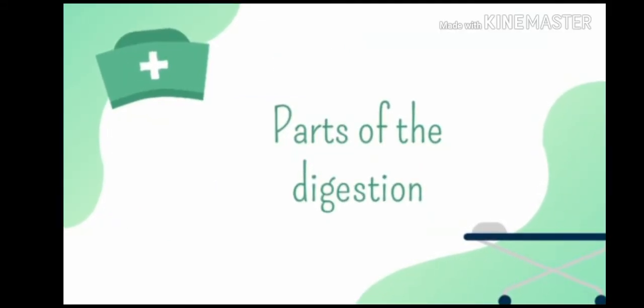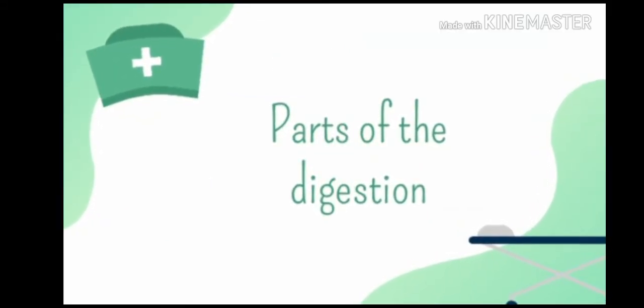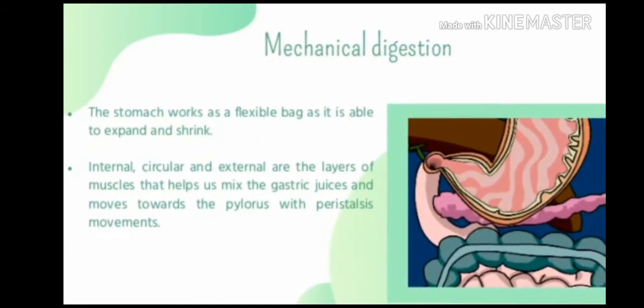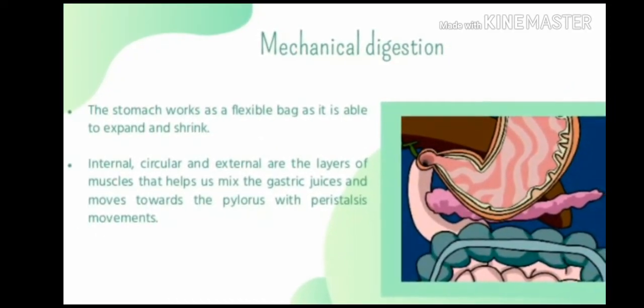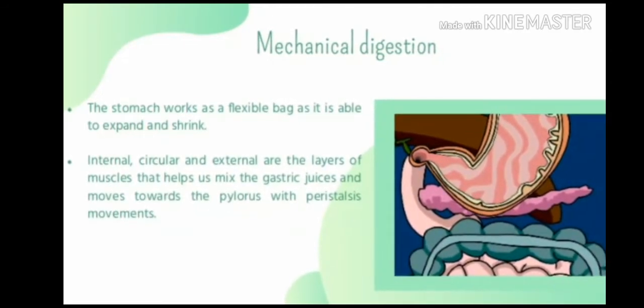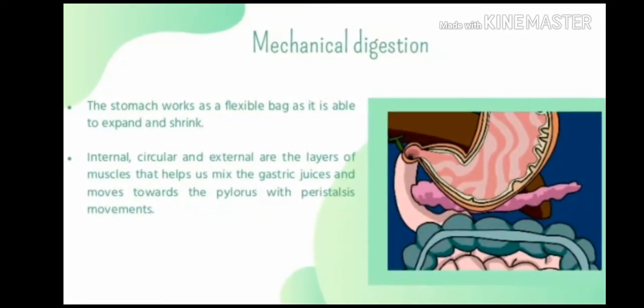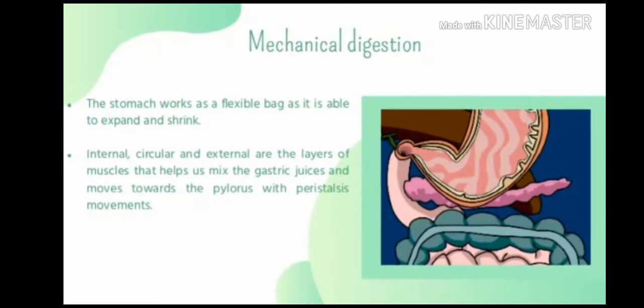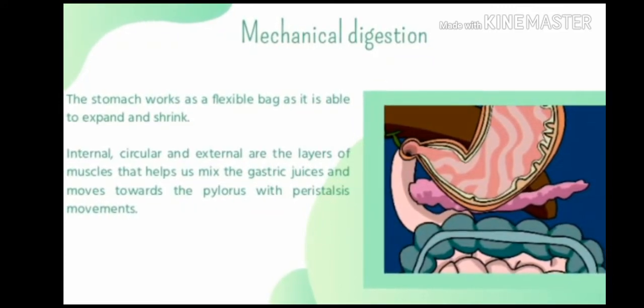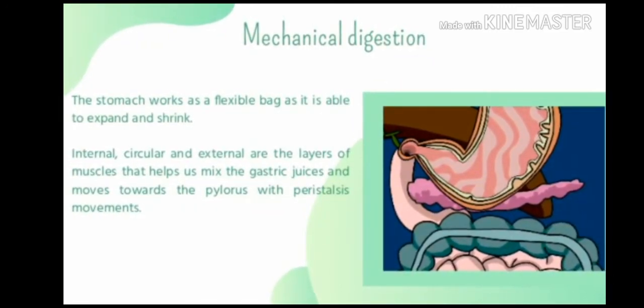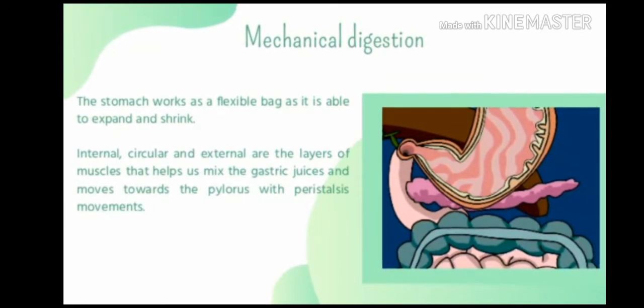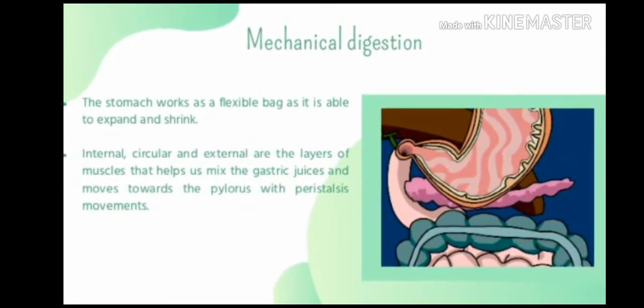Parts of the digestion. Mechanical digestion. The stomach works like a flexible bag as it is able to expand and shrink. Thanks to these muscle contractions, the alimentary bolus mixes with the gastric juices and moves towards the pylorus.